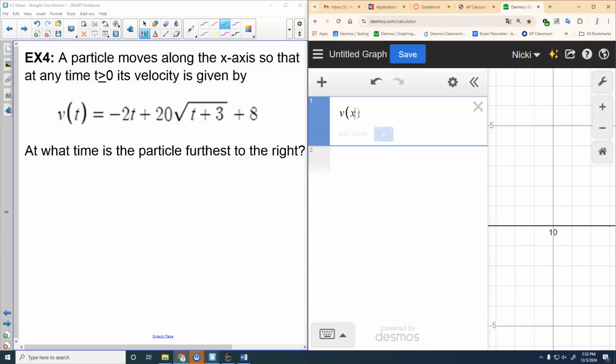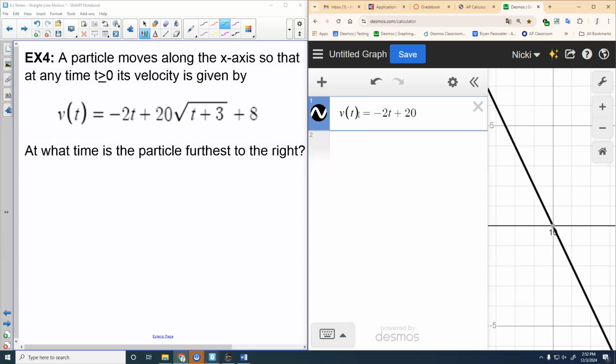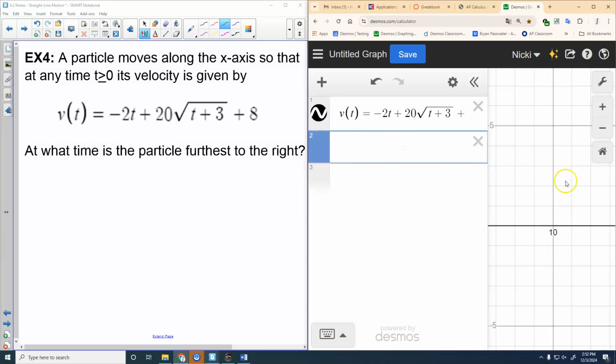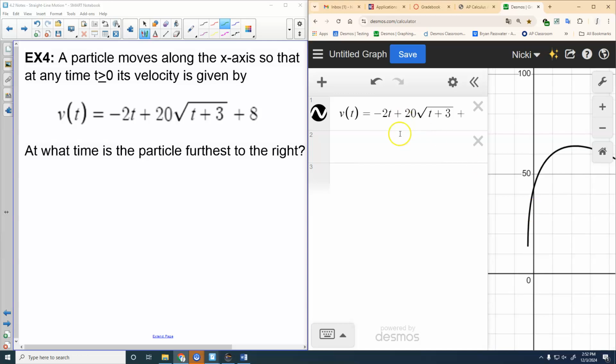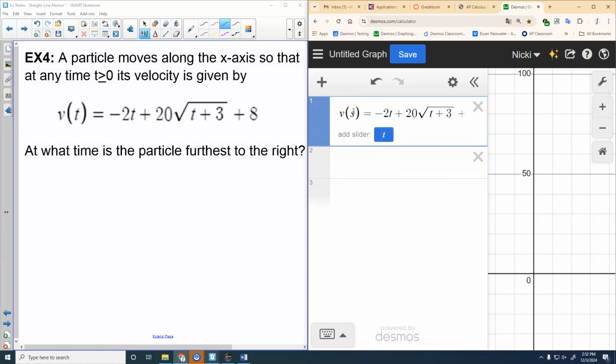I'm going to do v of x, because let's try it with v of t first. Negative 2t plus 20 square root of t plus 3, plus 8. Okay, it'll graph it. Let's see if it'll do v prime of t. Okay, it does not like to do derivatives if you use t's. So let's change it to an x. It can do a derivative if you use an x.